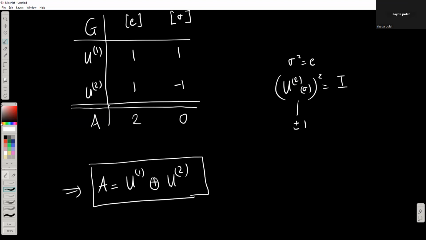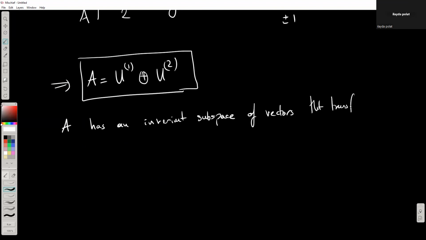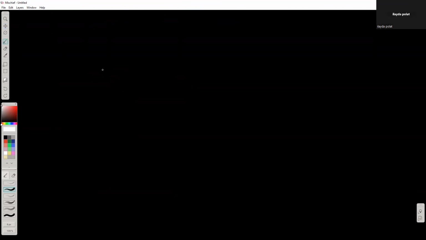Well, what does it mean? Well, it means that A has an invariant subspace, let me say it like that, of vectors that transform like U1. Okay. And it also has an invariant subspace of vectors that also transform like U2, right? That decomposition is actually a decomposition of the subspaces. So we can clearly identify this, actually.